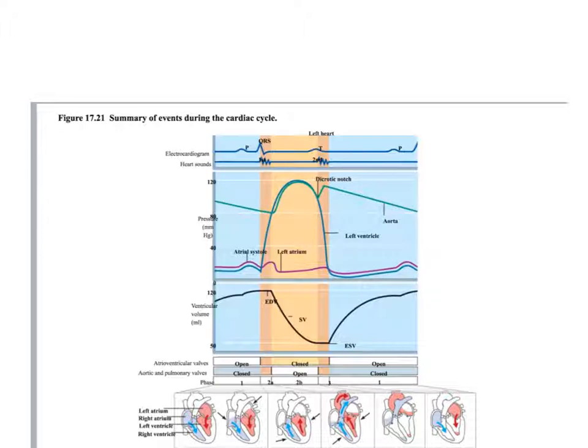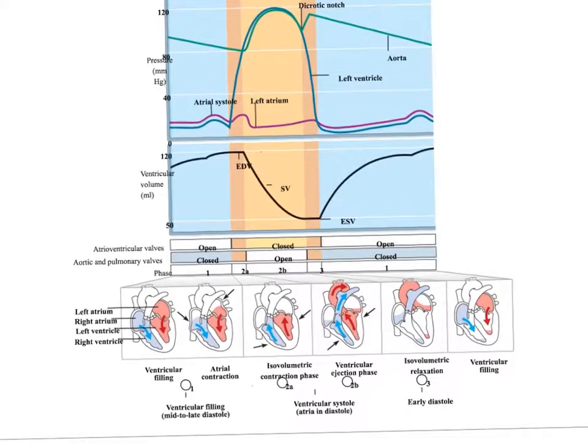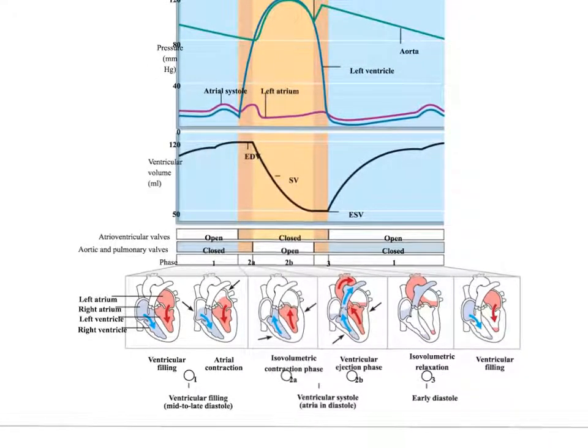And you can see the state of the valves. And at the bottom here, you can see what's actually happening in terms of blood during the different parts. Right? So we have ventricular filling, atrial contraction, and then we can break it into two different phases. The isovolumetric phase, the ventricular ejection phase, right? And then your isovolumetric relaxation back to ventricular filling. So it's a three-step sequence, okay, that just happens over and over and over again every second.